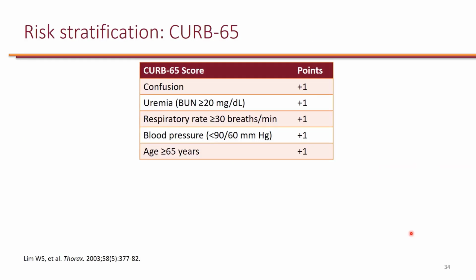So here's what CURB-65 is. The C stands for confusion. If the patient has altered mental status, they get 1 point. The U is for uremia or BUN of 20 or higher, which will give you 1 point. The R is for respiratory rate of 30 or higher, which will give you 1 point. The B is for blood pressure of 90/60 or less. And of course, the 65 is for age 65 or higher.